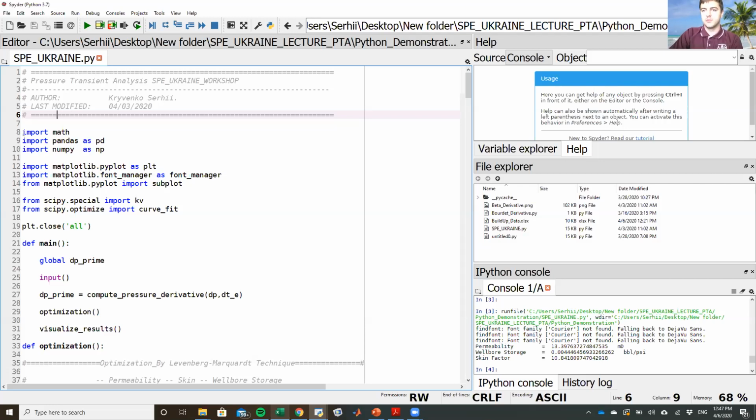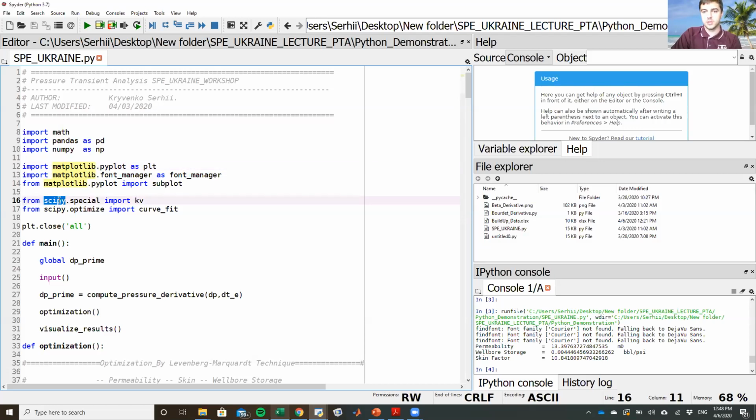So we will start briefly by reviewing our Python script. We will import different libraries that will be required for our computations, such as math, which can be used for mathematical operations, pandas, which here specifically I'm using for simply importing our Excel files, numpy, which can be used for array operations, and Matplotlib, which is primarily used for visualization purposes, such as plotting of our functions, right?